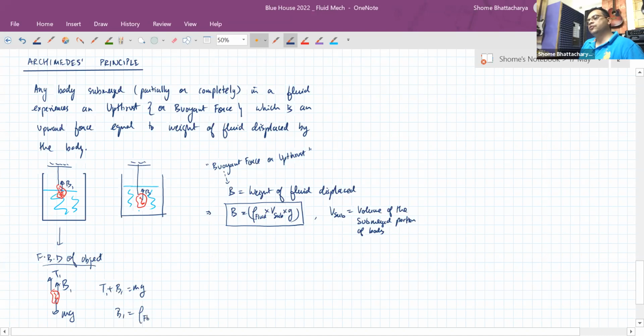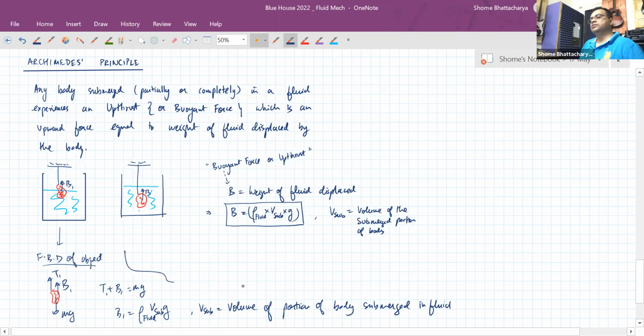The buoyant force will be equal to the density of fluid into, let's say, V submerged into g, where V submerged is the volume of the portion of the body submerged in the fluid. It is not the full volume. So that is what the free body diagram will look like in this case.